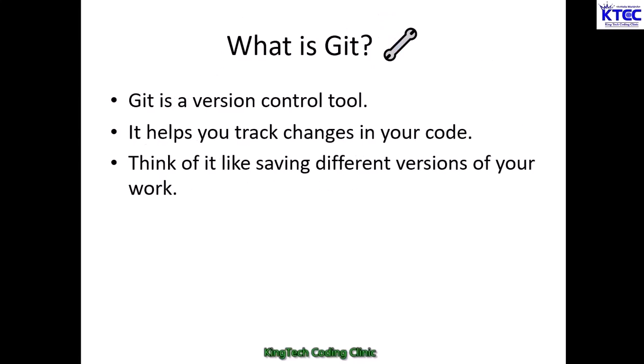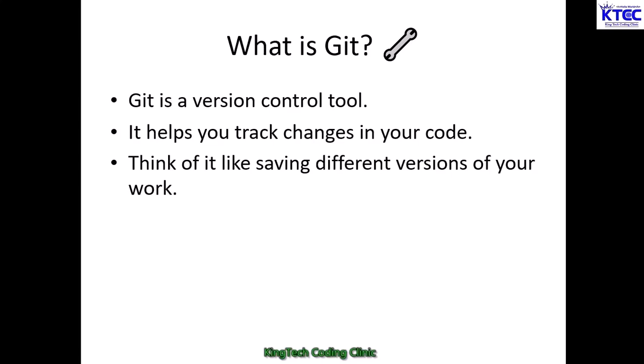Git is a version control system. Basically, what it does is that it helps you control or keep track of changes in your code. For example, you write code that does something and in the near future you would want to change it. Git helps you to keep track of the previous version and then the current version. So think of it like saving different versions of your file.